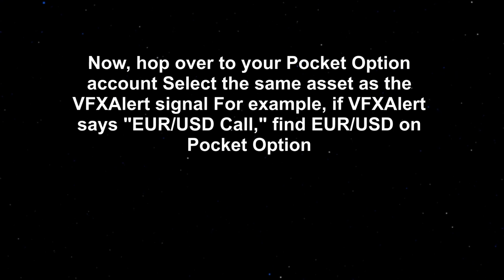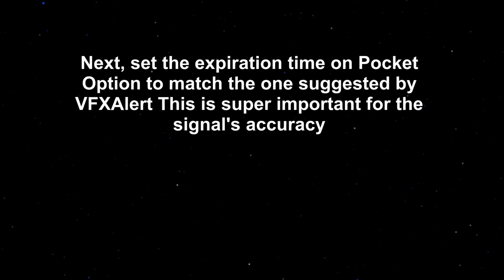Now, hop over to your Pocket Option account. Select the same asset as the VFXAlert signal. For example, if VFXAlert says USD call, find USD on Pocket Option. Next, set the expiration time on Pocket Option to match the one suggested by VFXAlert. This is super important for the signal's accuracy.